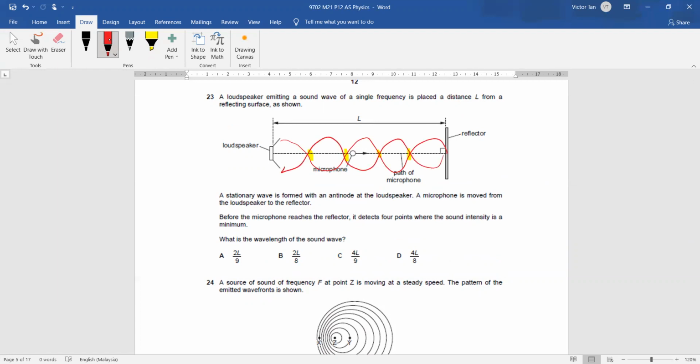So we're going to calculate how many waves. This will be one wave here, 1, 2 and a quarter. So the wavelength will be L over 9 over 4. So it is 4L over 9. So the answer is C.